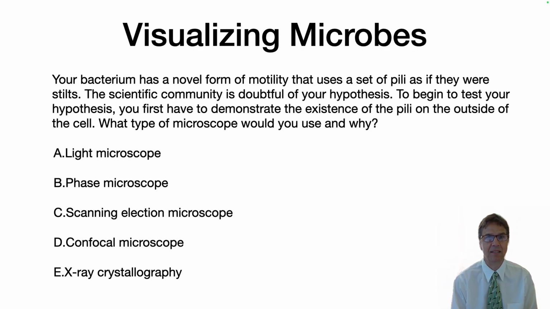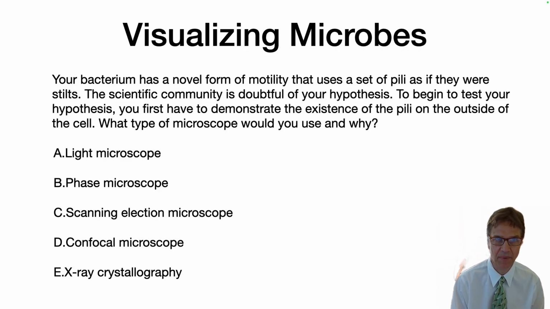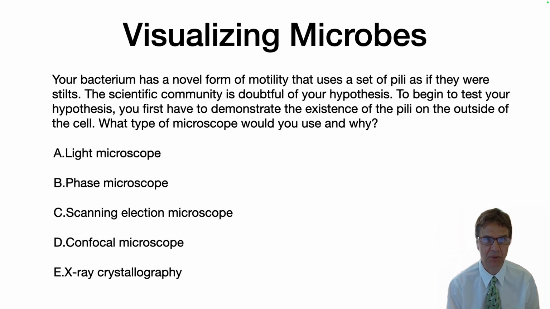Your bacterium has a novel form of motility that uses pili as if they were stilts and moves across the surface. The scientific community is doubtful of your hypothesis. To begin to test your hypothesis, you first have to demonstrate the existence of the pili on the outside of the cell. What type of microscope would you use and why?